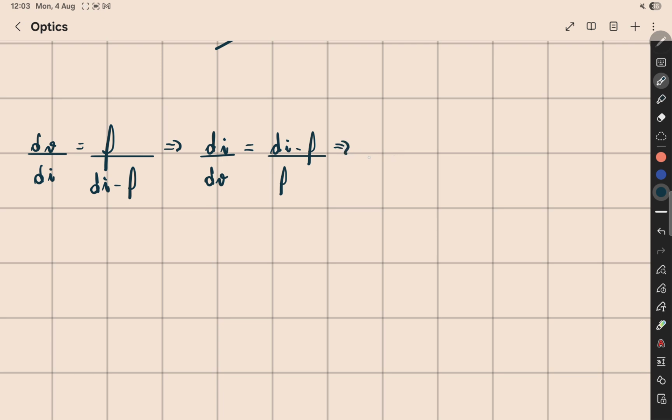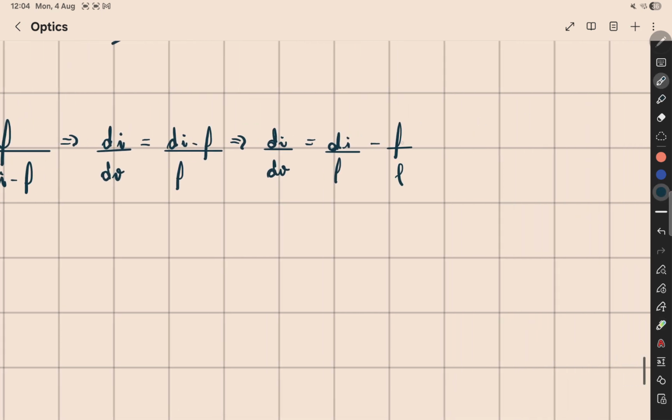From this, I take that di divided by do is equal to di divided by f minus f divided by f. What have I done here, right? I've just taken this fraction here and I've separated it into two fractions. So if I sum these two fractions, since they have the same number down here, I just keep this number and do the sum, in this case the subtraction, upstairs. So I've just opened this fraction here.